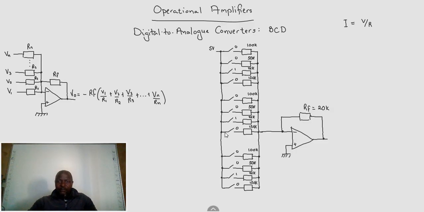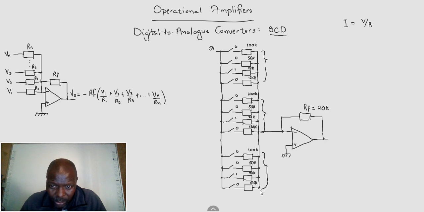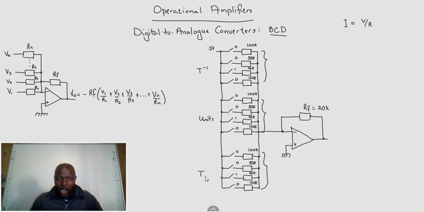Now, however, if I do this, there is no way that this is going to be a BCD converter. We say that the resistances must change. The ratio of resistances must stay the same within a set. This is set 1, this is set 2, this is set 3. Now I want to have my units here and my tens here. I want to show how we go up and how we go down.